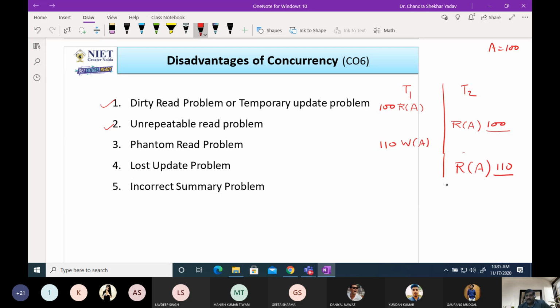Yes, sir. So if T1 is performing write operations and T2 is performing read operations over the same data item, then there occurs a problem and this problem is called the unrepeatable read problem. Did you get it? Hello? Yes, sir. It means that your system is not in a consistent state.